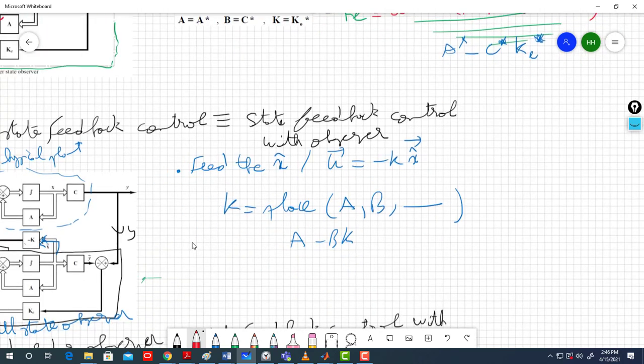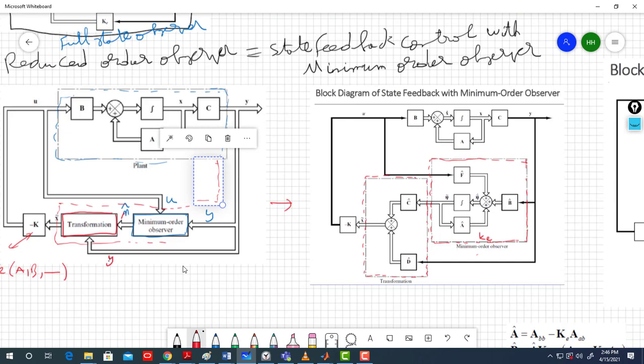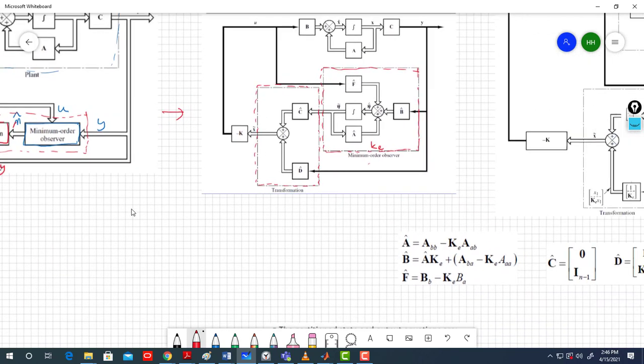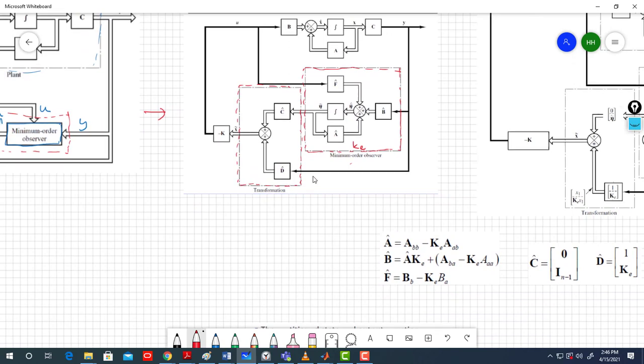So then this is the minimum order observer because it contains KE. You cannot see KE now. If you look inside the block, you are seeing B hat, F hat, and A hat. But I'm telling you, inside these functions A hat, B hat, and F hat, you have the KE. So that's why this is the minimum order observer.